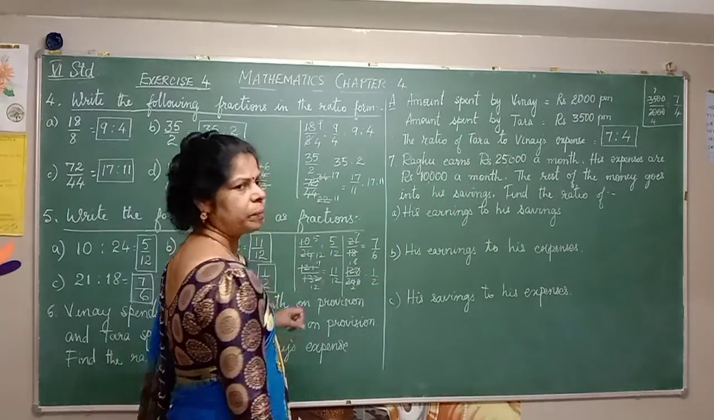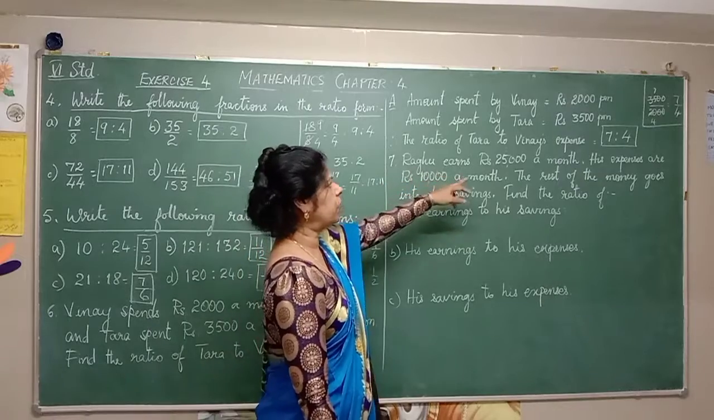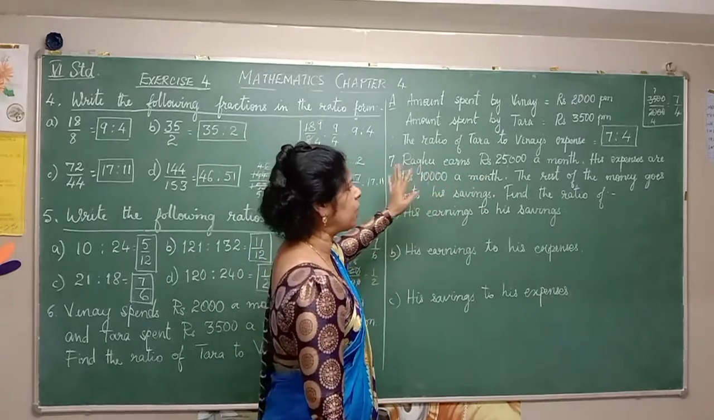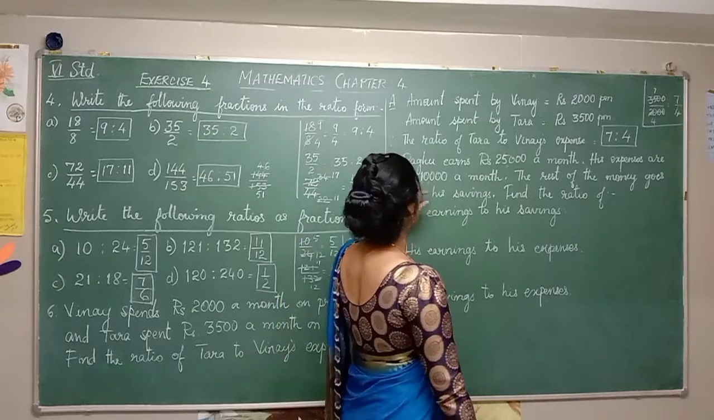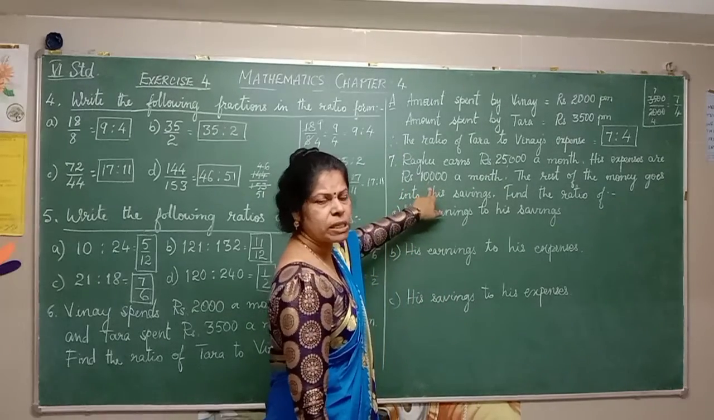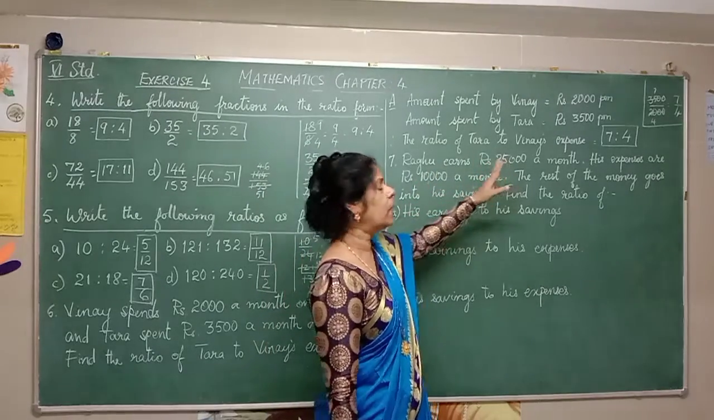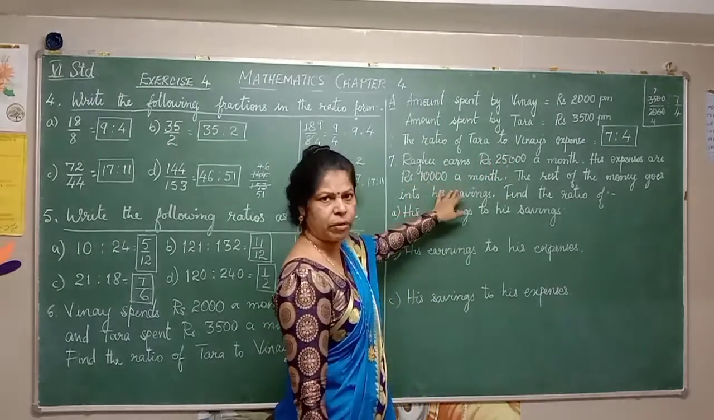What is asked here? Raghu earns rupees 25,000 a month. So Raghu's earnings is rupees 25,000 per month. His expenses are rupees 10,000. So how much is he spending every month? He is spending 10,000. He is getting 25,000, but he is spending 10,000 every month.